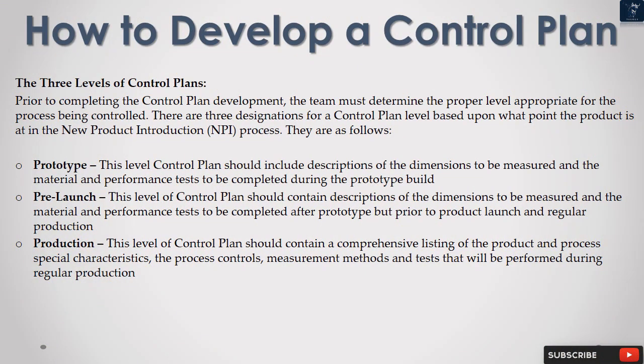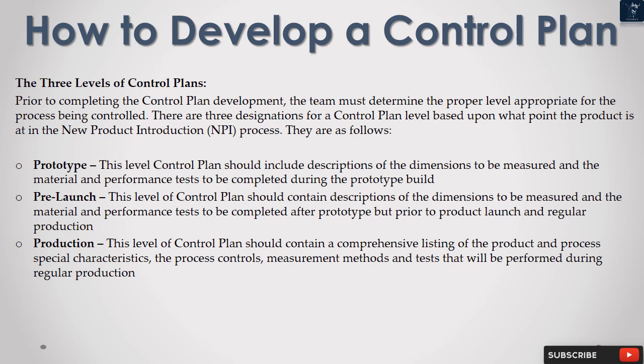The 3 levels of control plans. Prior to completing the control plan development, the team must determine the proper level appropriate for the process being controlled. There are 3 designations for a control plan level based upon what point the product is at in the new product introduction, NPI, process. They are as follows. Prototype. This level control plan should include descriptions of the dimensions to be measured and the material and performance tests to be completed during the prototype build.